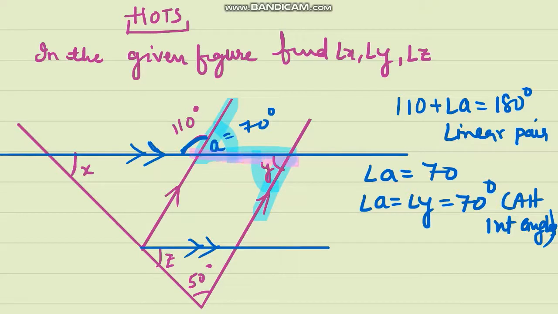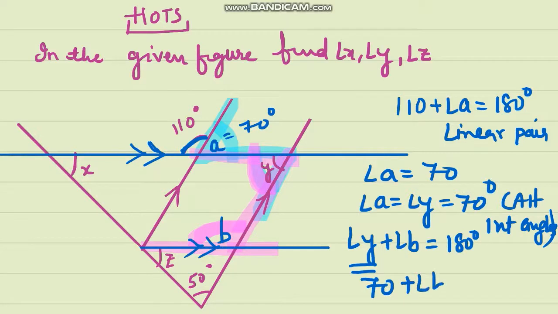Now see, again try to understand, put your mind here. This line is parallel to this line and if you take this line as your transversal, Y is making co-interior angles with this particular angle. So let us say this is B. So angle Y plus angle B is equal to 180 degree. But we know angle Y is 70. So 70 plus angle B is equal to 180 degree. So you will get B equal to 110. Let us write angle B is equal to 110 degree. Okay, so this one is 110.